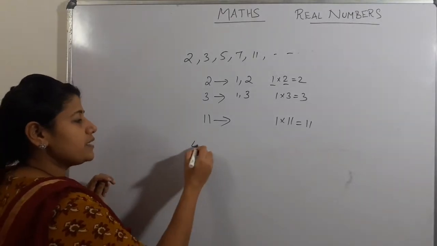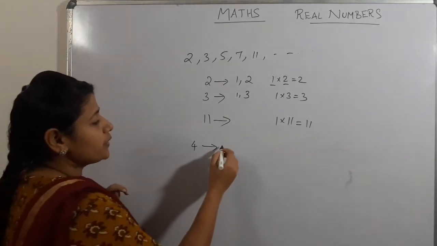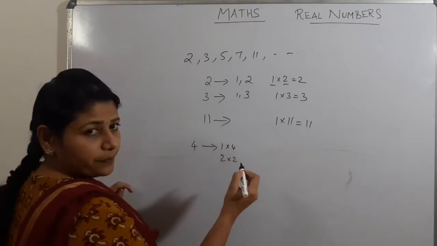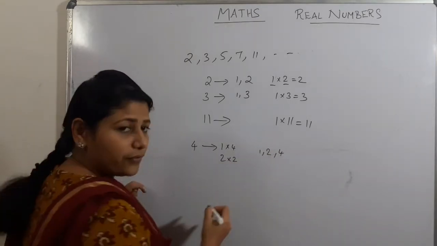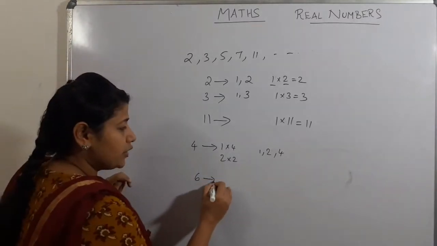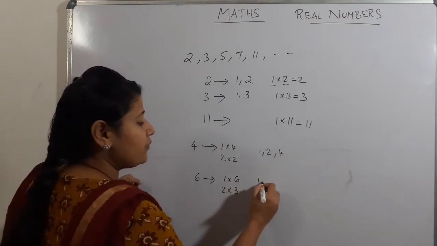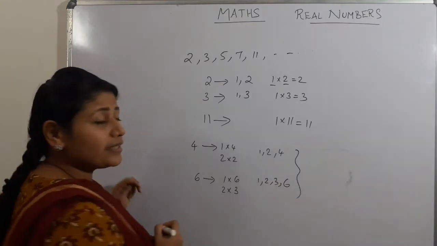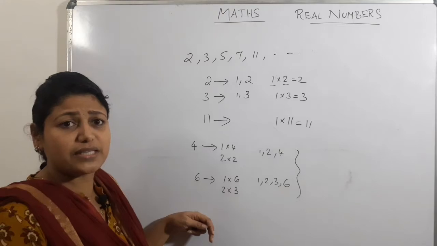I am writing the composite number 4. The smallest composite number is 4. So 4 can be written as 1 into 4, 4 and 2 into 2, 4. Am I right? So there are three factors, 1, 2 and 4. So it's a composite number. If you are taking 6, you will get 1 into 6, 6 and 2 into 3, 6. There are 4 factors, 1, 2, 3 and 6. So these are the composite numbers. These you have already studied in your smaller classes.